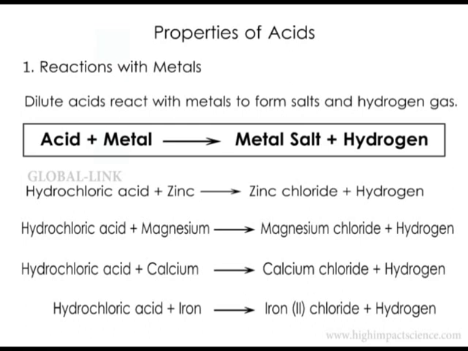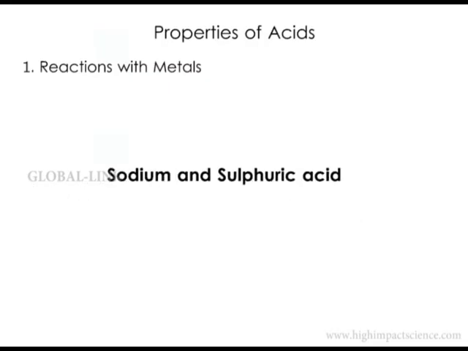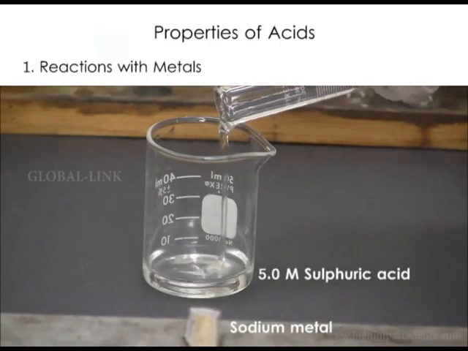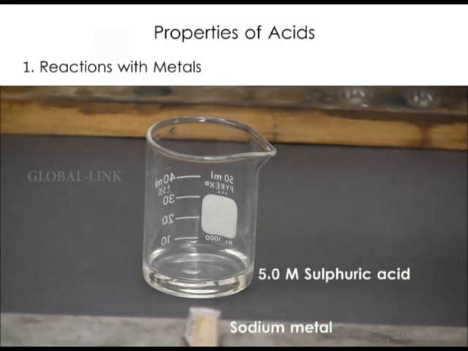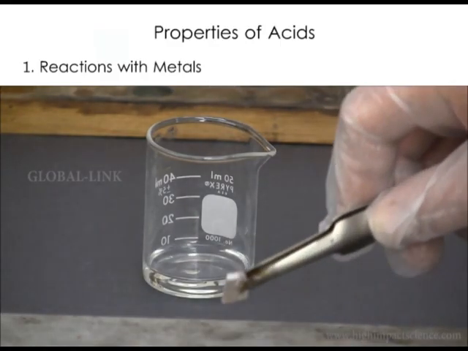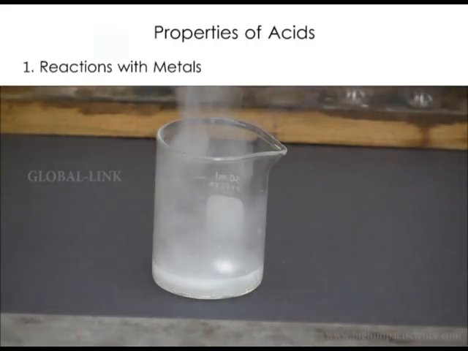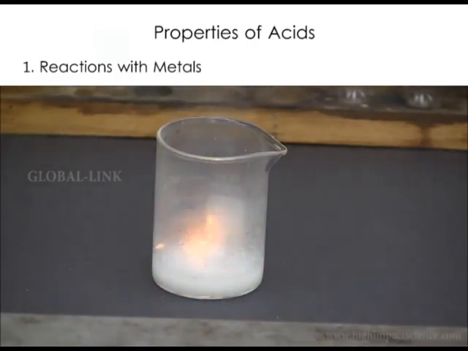Highly reactive metals such as sodium and potassium react explosively with dilute acids. Let's see a reaction of sodium with sulfuric acid this time. We have a sodium metal on the table, and we transfer some dilute sulfuric acid into the beaker. And then we will put the piece of sodium metal into the acid. As you can see, the reaction is very vigorous and can be dangerous. A lot of heat is being generated.